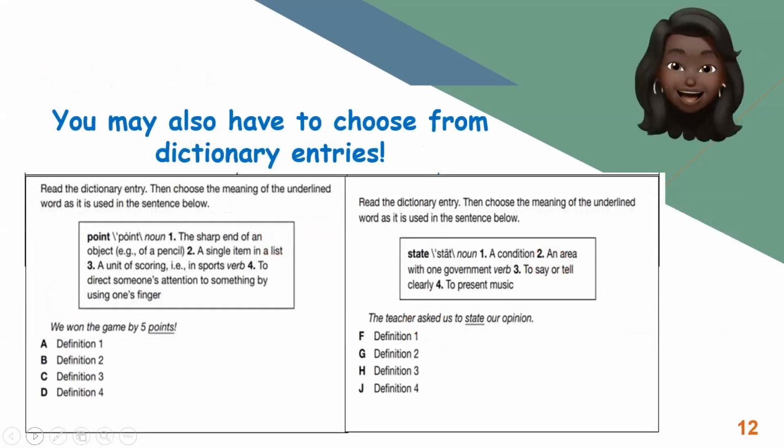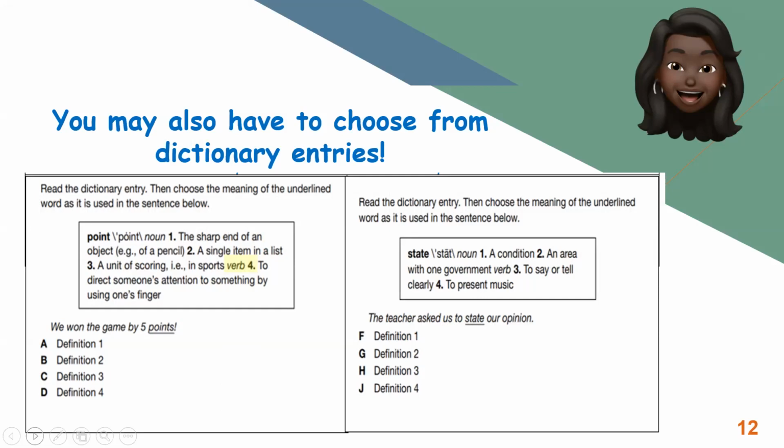You may also have to choose from dictionary entries. Point. So the first three definitions are nouns, and as you can see, it tells you right before the number. Number one, the sharp end of an object, like a pencil. 2, a single item in a list. 3, a unit of scoring, i.e. in sports. And if you notice number 4, it changes and lets us know that it's a verb. So verb, to direct someone's attention to something by using one's finger.